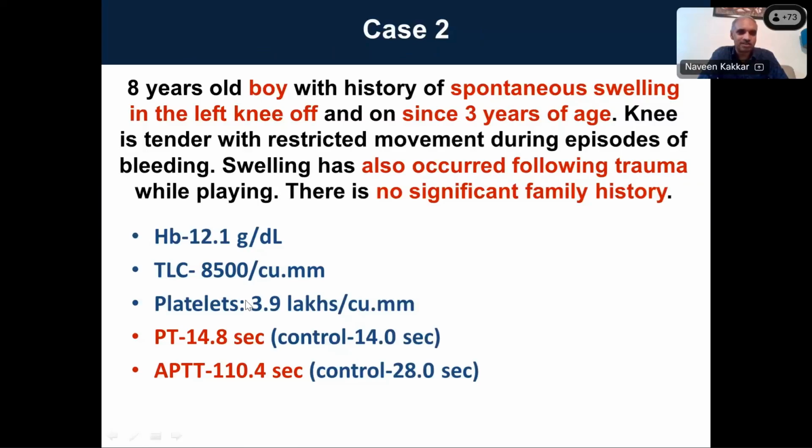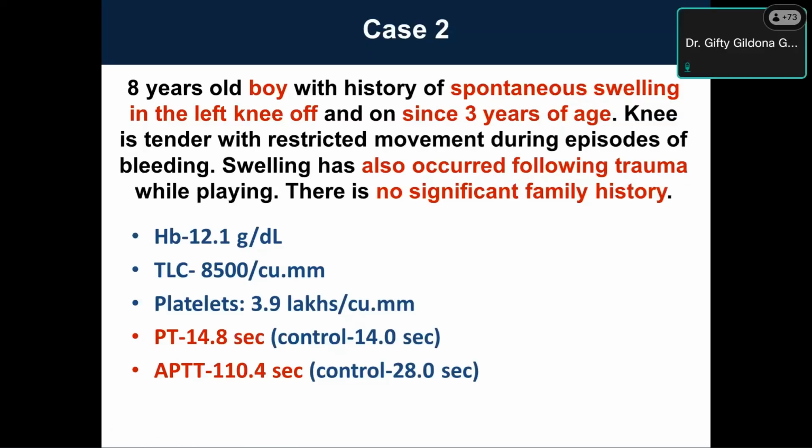So like you said, the CBC is more or less normal. PT is normal. So which pathway is normal when PT is normal? The extrinsic pathway is normal, sir. Excellent. And the aPTT is abnormal. So which pathway? The intrinsic pathway is affected here, sir. So we know which 4 factors are involved in the intrinsic pathway. Yes, sir. 12, 11, 9, and 8, sir.